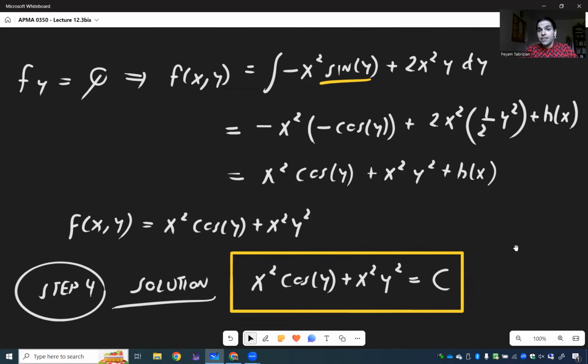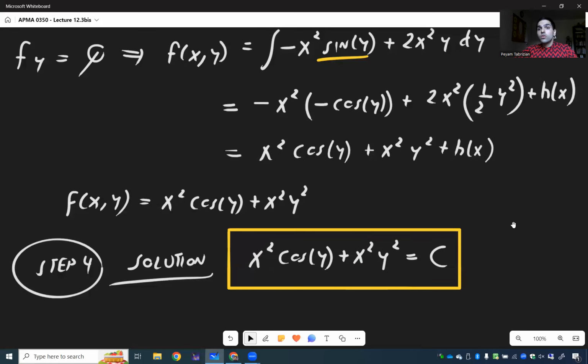So once again, do exact equations if you can put it in the form p dx plus q dy equals 0, or kind of if everything else fails.